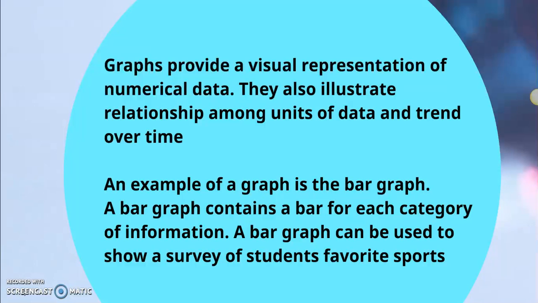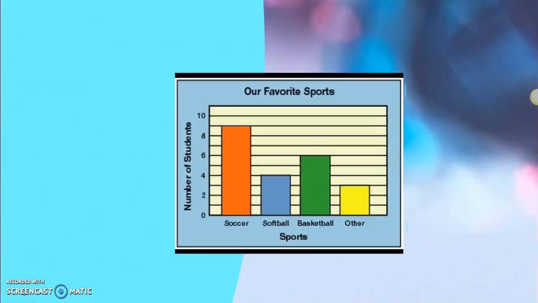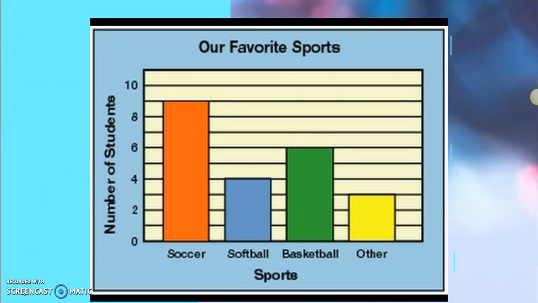Graphs provide a visual representation of numerical data. They illustrate relationships among units of data and trends over time. An example of a graph is a bar graph. A bar graph contains a bar for each category of information. A bar graph can be used to show a survey of students' favorite sports.